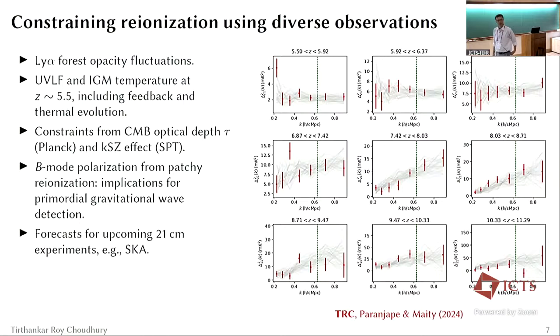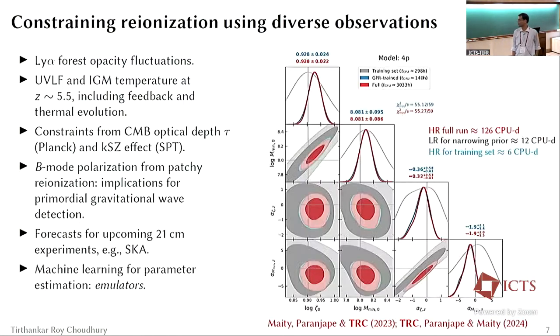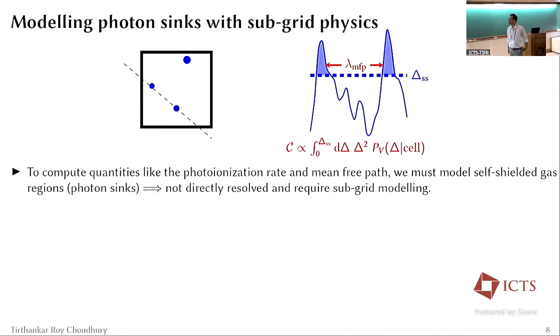And then, of course, once you have such a code, you can make forecasts for upcoming 21 centimeter experiments. And then we also, as I said, developed a machine learning technique for parameter estimation, basically emulators. And as I said, if I have time, I will go to that.